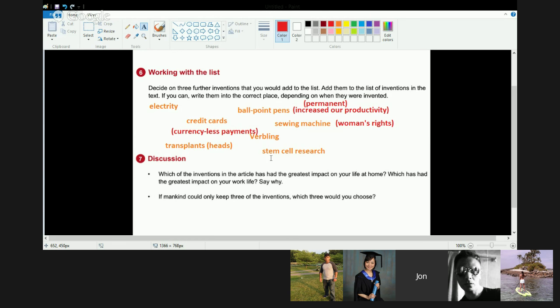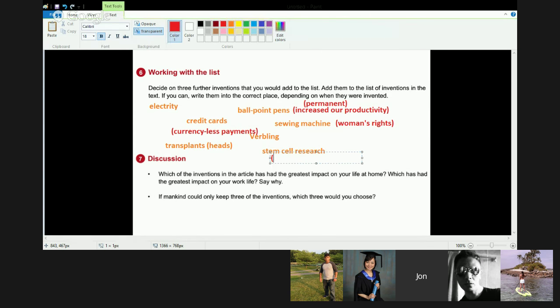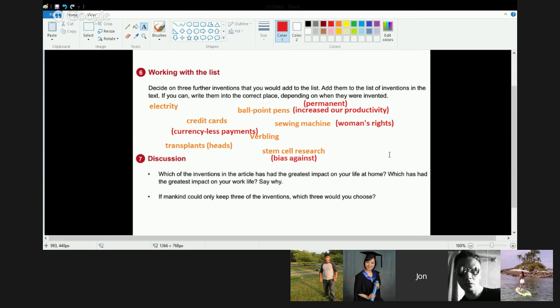Very good. And Anna Carolina, you already mentioned that there's a big bias against stem cell research, which I forgot to write down. By the way, Anna, why is it important? Since you mentioned it, there's a big bias against it, but why do you think it's one of the most important things that we take for granted today?